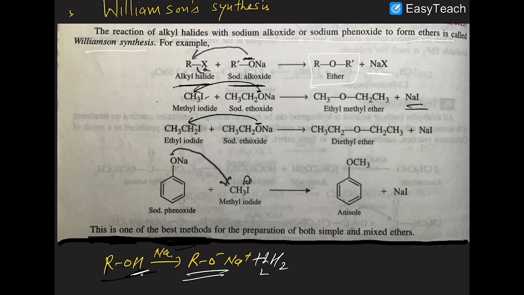Similarly, sodium phenoxide ion, negative charge is carried by oxygen. It will attack the carbon of the methyl iodide and I negative will be the leaving group. So you have the formation of NaI. This compound is called anisole, or it is called phenoxymethane. It can also be called methoxybenzene. So anisole can be methoxybenzene, or phenoxymethane.